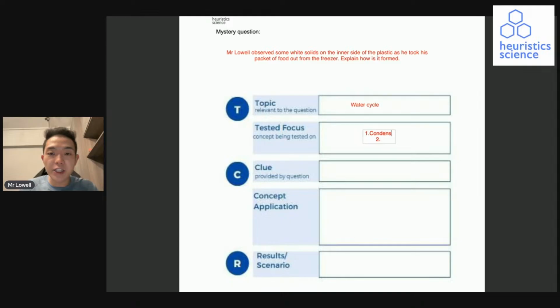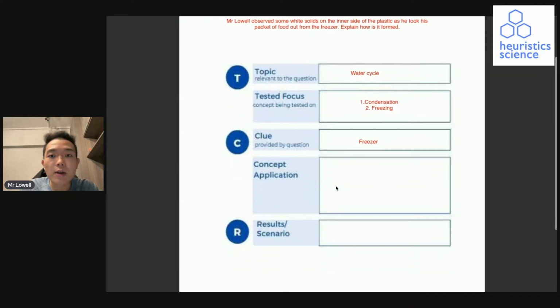Very good. Condensation. Second one, evaporation. Okay, I would say evaporation. No, I don't want to talk about evaporation. Second one, starts with F. Very good. Freezing. Now, what is my clue here? My clue here is my white solid. White solid can be the clue. Freezer is actually the clue also.